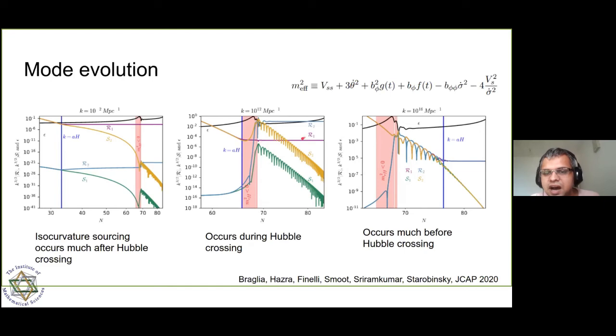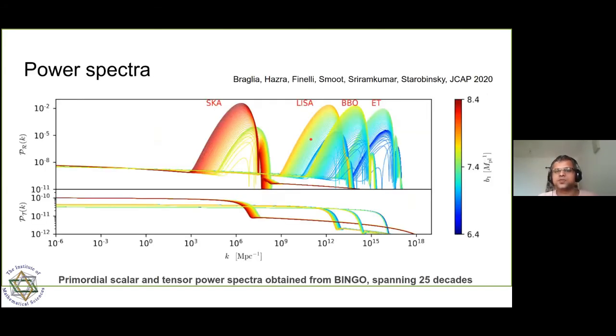However, here you can see that R1 is the curvature perturbation, and this is the isocurvature-sourced curvature perturbation. You can see that this is the isocurvature perturbation, the feedback effect. The yellow curve actually pushes the green one here, and that gives rise to a bump in the primordial power spectrum. The bump corresponds to these bumps in the primordial power spectrum.